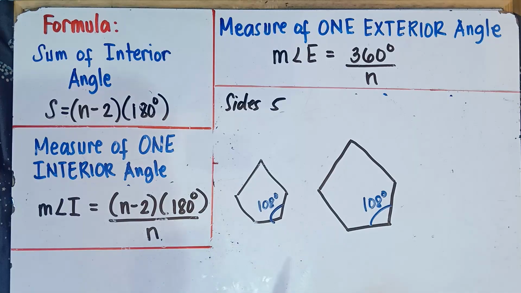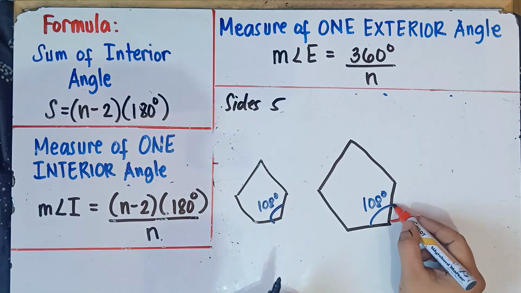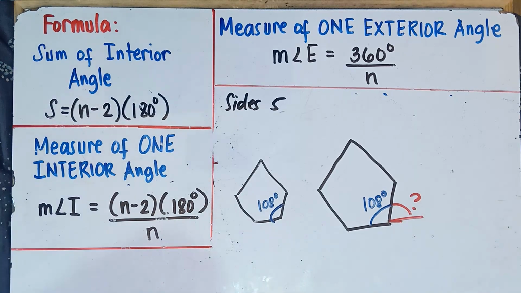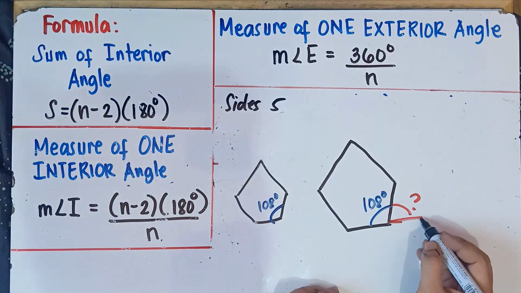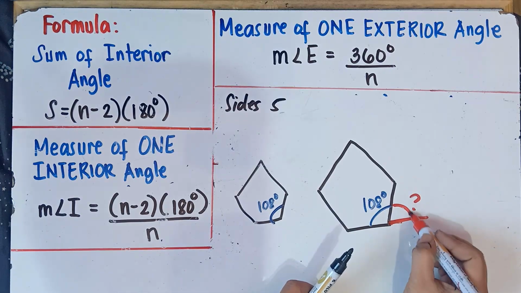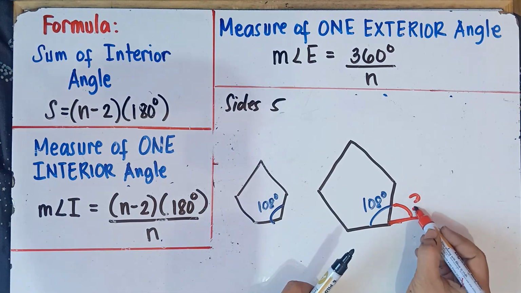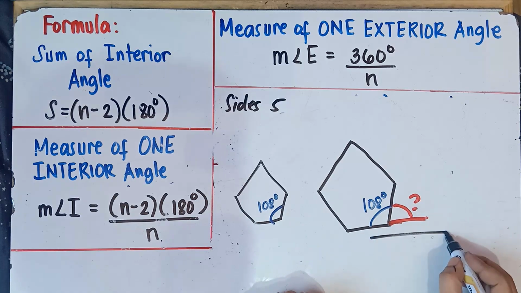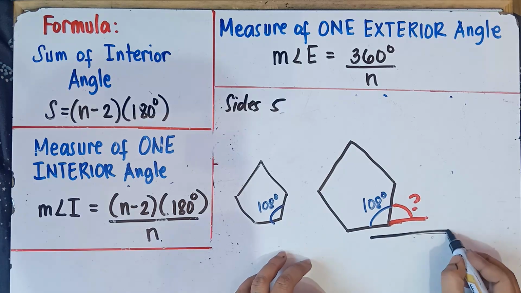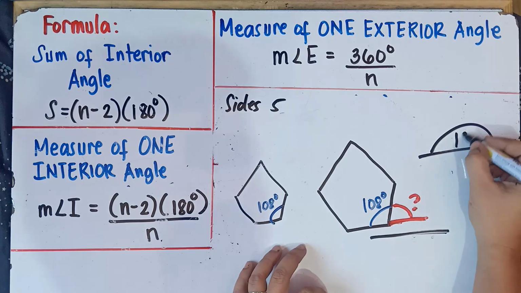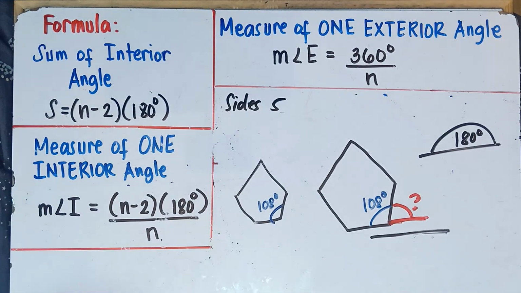This one right here, class. We're told to find this angle. This is the exterior angle. Now, class, if you extend this line, this is the exterior angle, right? If you extend this line, you can form a straight line. And a straight line forms a straight angle, and a straight angle is always 180 degrees.